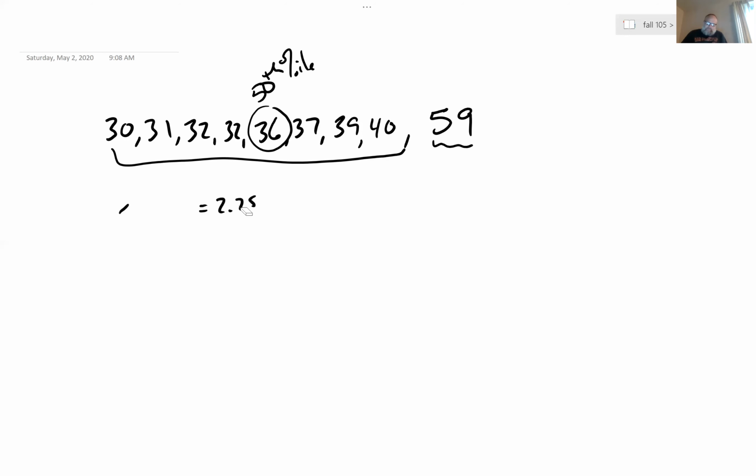2.25. Let's just add one more for fun, shall we? Let's just add another 40. That won't hurt anybody's feelings, will it? I guess you'll get over it. We're going to add another 40. So now there's 10 terms here. Are you with me? All right, cool.